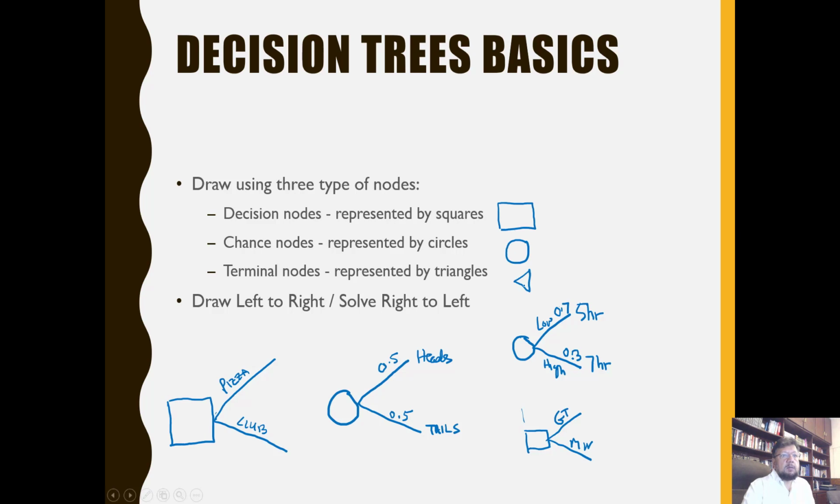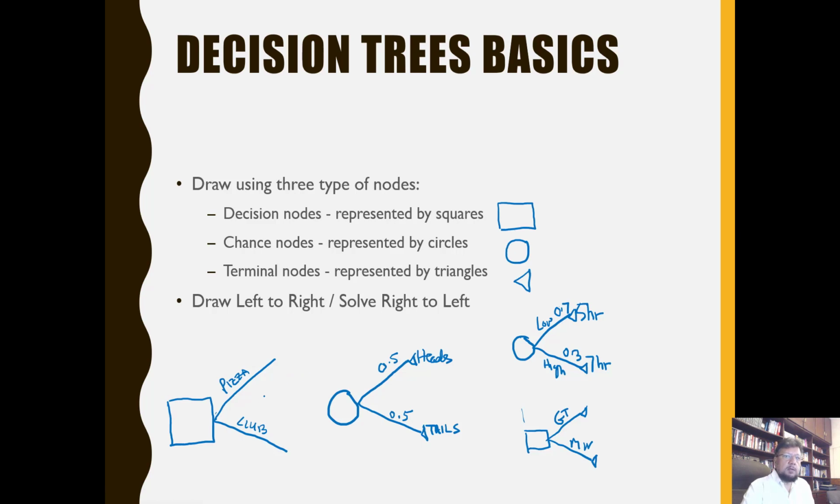The final shape, the triangle, is drawn when you come to the end of the branch. So in this case, we are at the end of the branch, so we would do a small triangle over here to show that we are at the end, and there is no further chance or decision. So this becomes the end. That's the same here when you flip a coin. Let's say there's something else after that, so you can just put a small triangle over there. That's it. So those are the three shapes that you have to use.